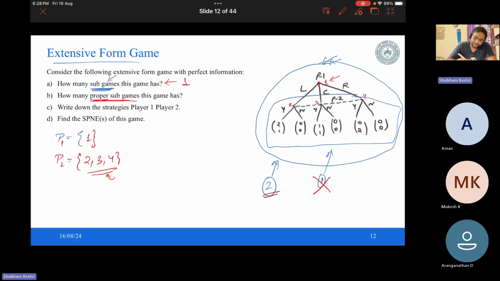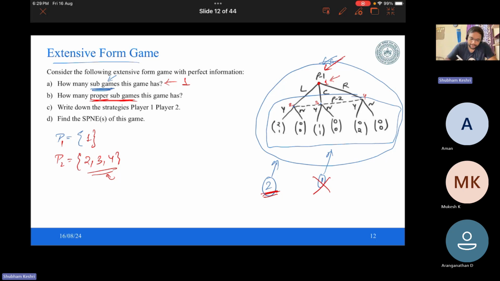So a game, if its root node, or in simple terms, if the whole game can also be represented as a subgame, right? Over here, 2 is the whole game, and we are saying that it is a subgame because a subset of a set can also be a subset of itself.